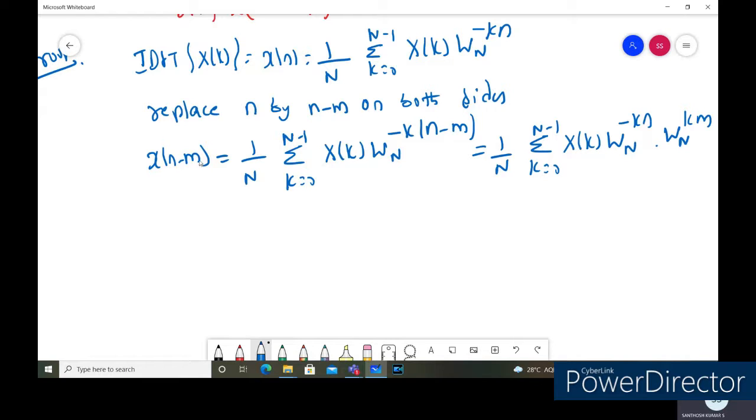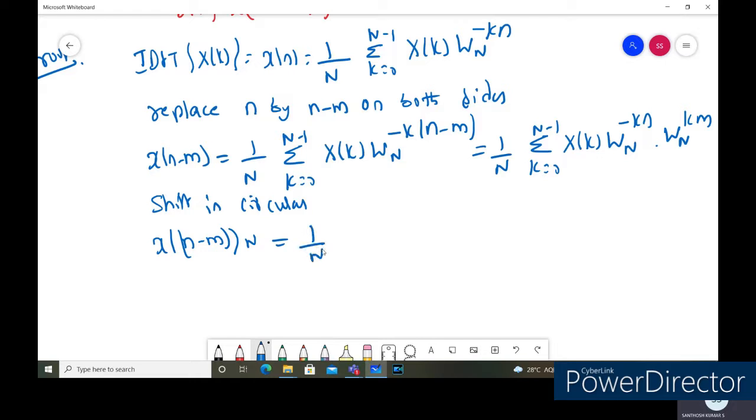Here, whatever shift you are performing on the LHS part is circular in nature. So we write one term: since the shift is circular in nature, we can write this as x of n minus m modulo n.